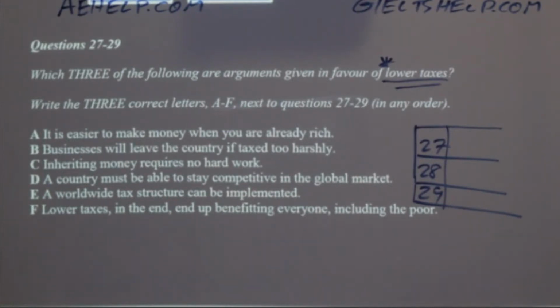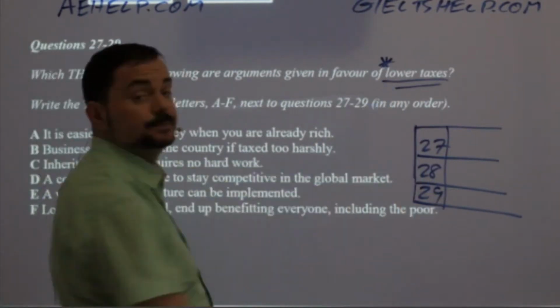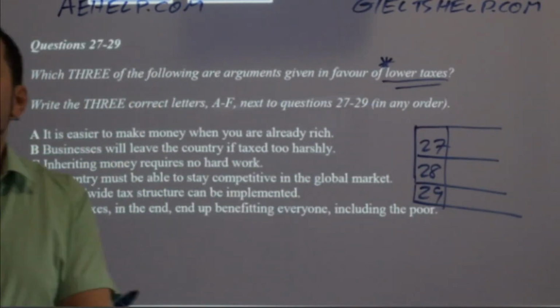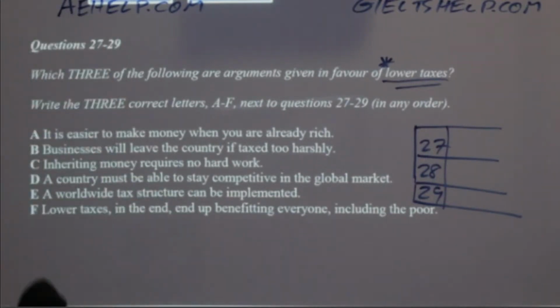That was not the right answer so far. It's lower taxes. Erkin says BED. So let's go through these step by step.